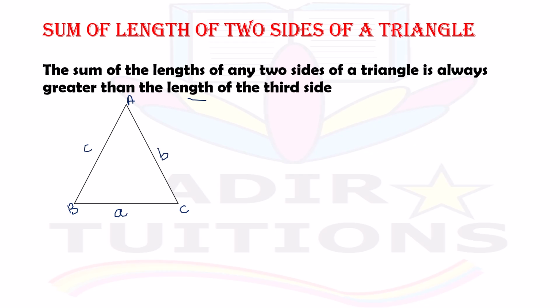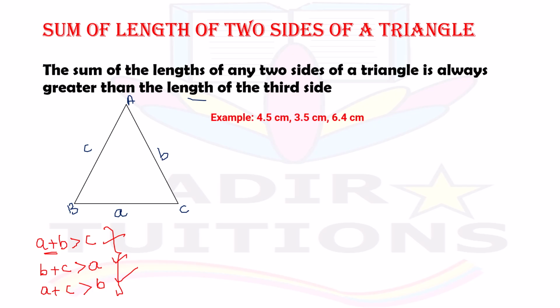So what this property is saying, if I add sides a and b, the result needs to be greater than c. And if I add b and c, the result needs to be greater than the other side, which is a. If I add a and c, then the result needs to be greater than b. So this is what they are saying. If all these three conditions are satisfied, then only we can make a triangle using the sides a, b, c.